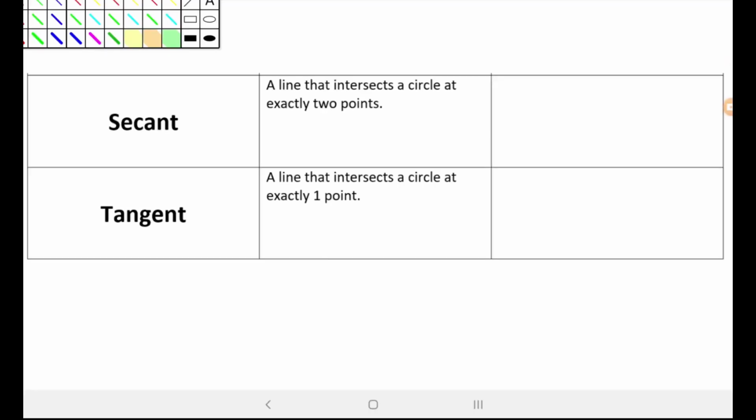All right, this time it says we have 2 more words. We have a secant and a tangent. So let's see what those are. Again, key word right here, it's a line. So again, whatever we're drawing, it should be a line. All right, so again, let's draw my circle here.